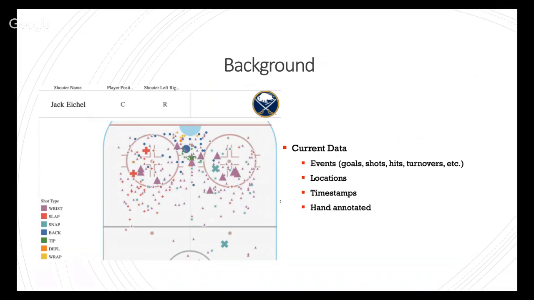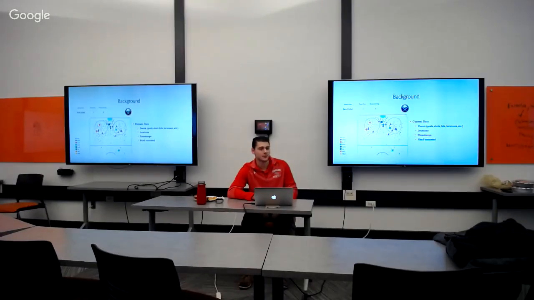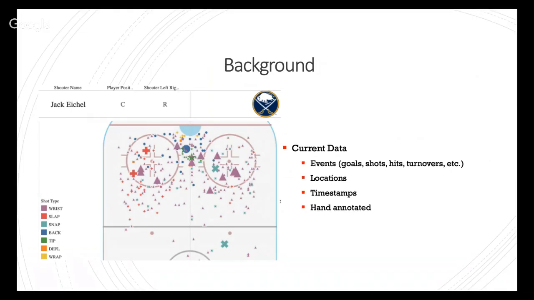On the left is the shot map from one of my favorite hockey teams, the Buffalo Sabres, and this is the shot map from one of our best players, Jack Eichel. Every dot is a shot, and the big shapes and symbols denote goals. The colors and symbols are different based on the type of shot.